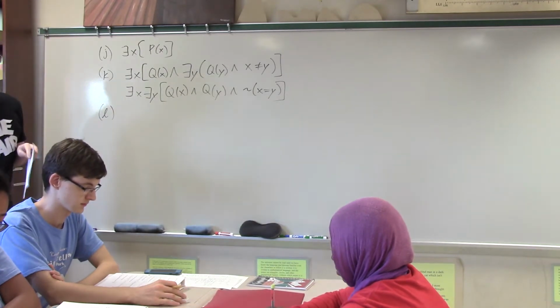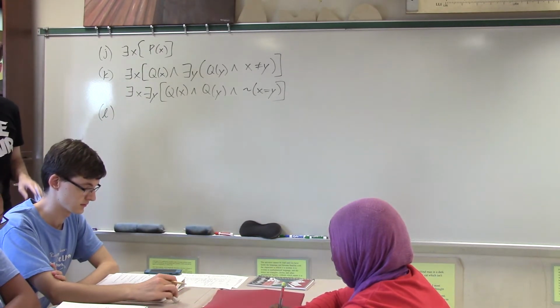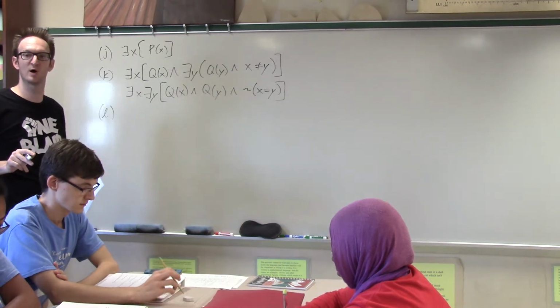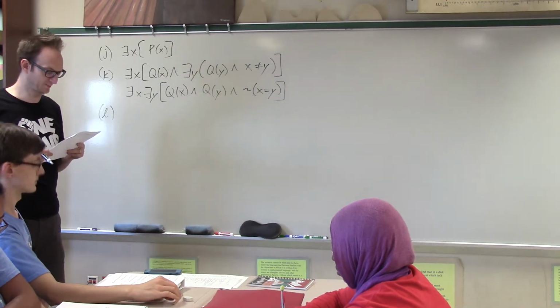At most one person is preppy. Okay, there are two ways to do this. Actually, there's several different ways to do this, which are kind of all a little different. Let's do one first. Anton will do one. Anton.